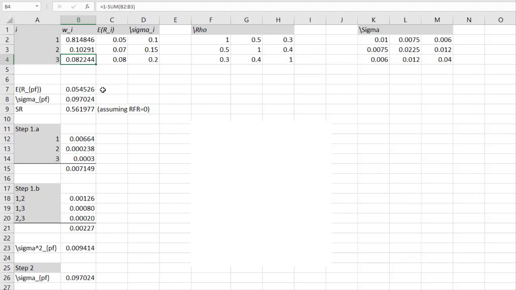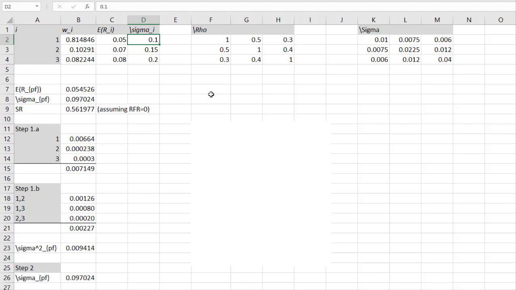Okay, we have found a portfolio with an expected return of 5.45% and a volatility of only 9.7%. Again, a higher expected return than asset 1, but a lower volatility than asset 1.